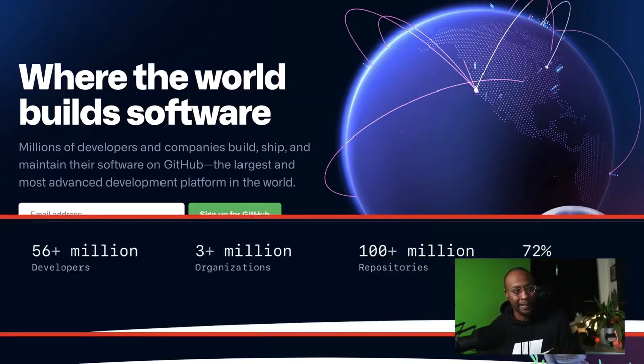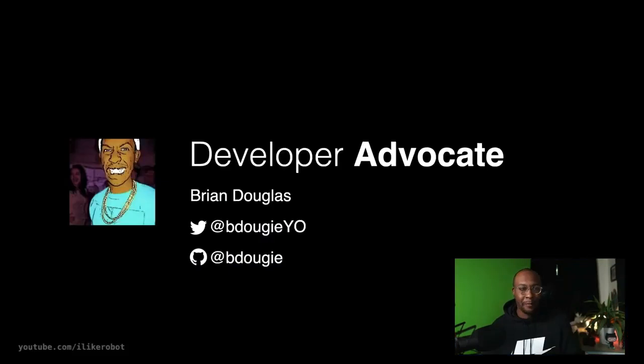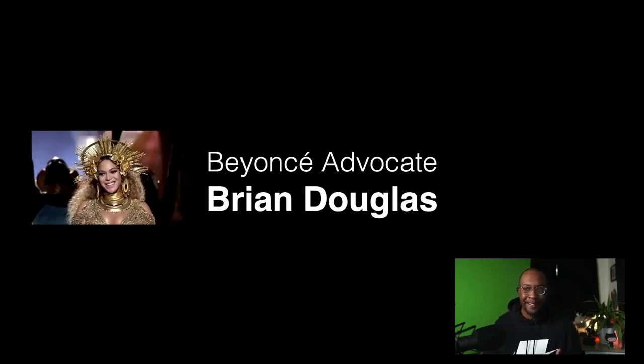But I also want to point out that that number is outdated. It's actually 65 million developers worldwide, and I bring that number up because I just mentioned that I'm a developer advocate at GitHub, and I'm properly introducing myself. My name is Brian Douglas. This is what I look like on the internet. These are my handles as well. But the 65 million developers helps me with this term, which is I'm a Beyonce advocate, because I'm a big Beyonce fan, and Beyonce has a lot of fans as well.